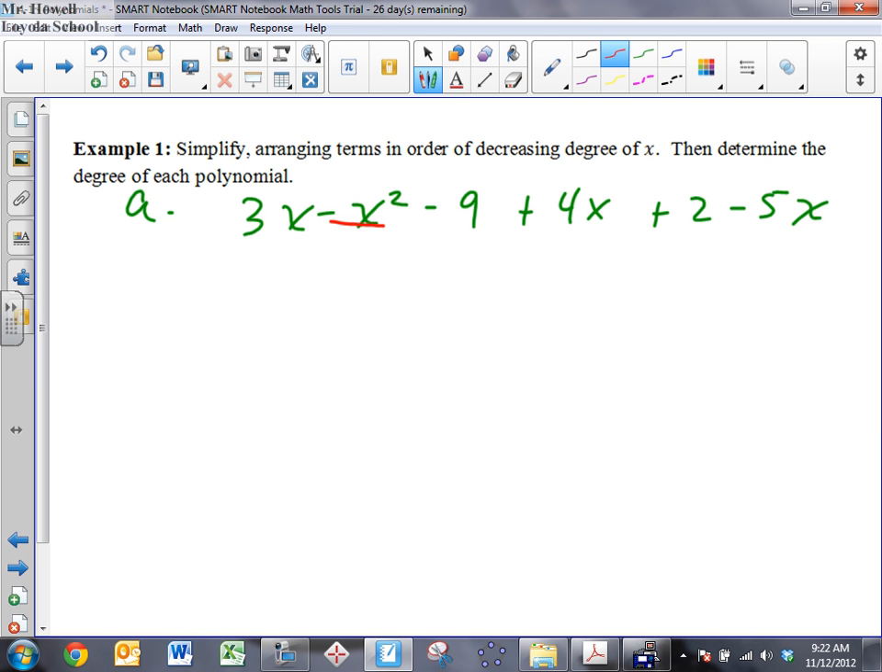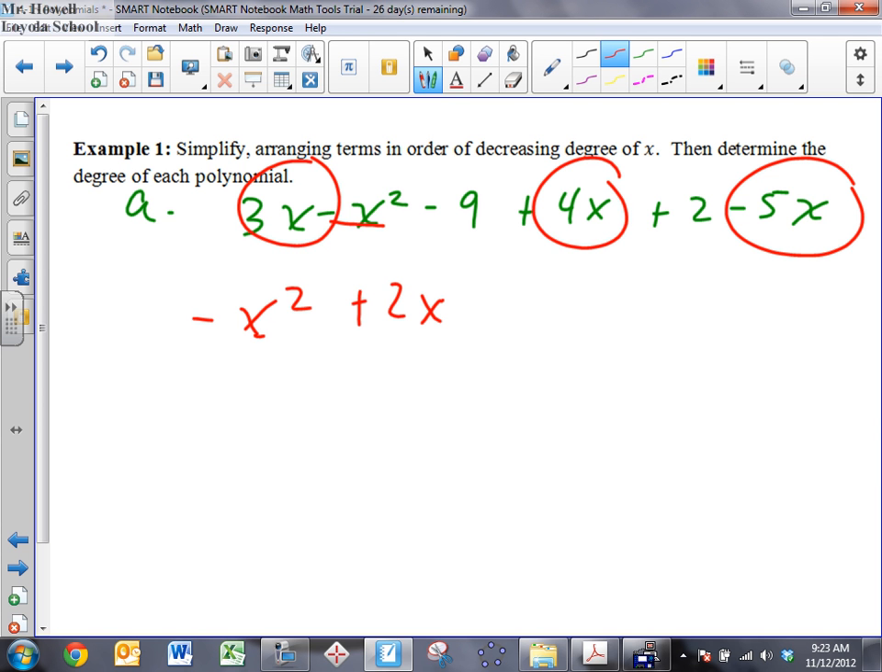Making negative x squared. I like the negative there. Start with that. After that, what do we have? Karina. 3x squared... is -5x, which is 2x. Good. Again, 3 and 4, 7. 7 minus 5 is 2. Lastly, but not least, right? Good. So they are in decreasing order of degree in x, and they are simplified.